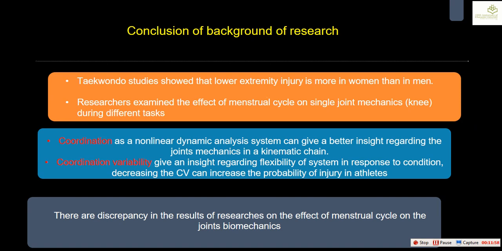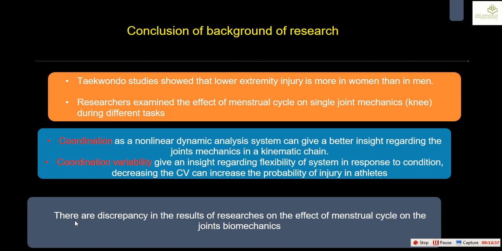However, coordination analysis, as a nonlinear dynamic analysis system, can give a better insight regarding the joint mechanics in a kinematic chain. On the other hand, coordination variability gives an insight regarding the flexibility of the system in response to condition to condition. And we know that a decrease in coordination variability can increase the probability of injuries in athletes.